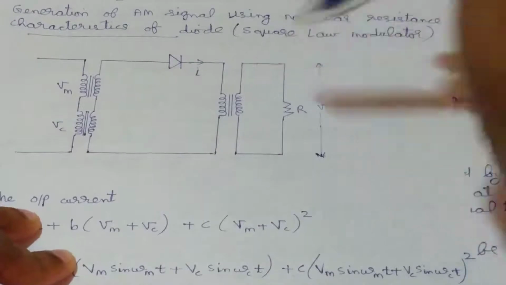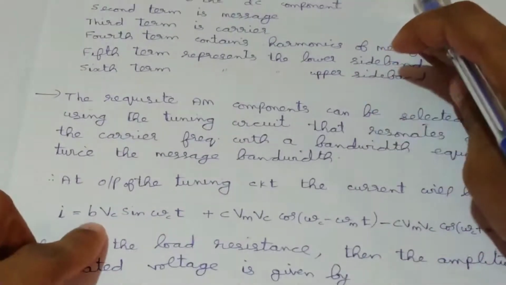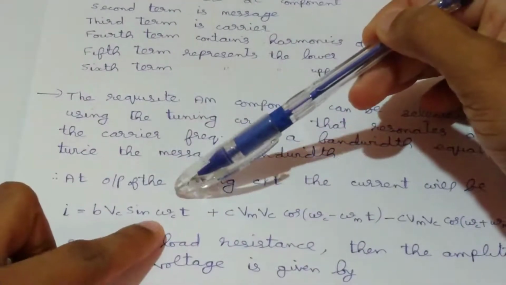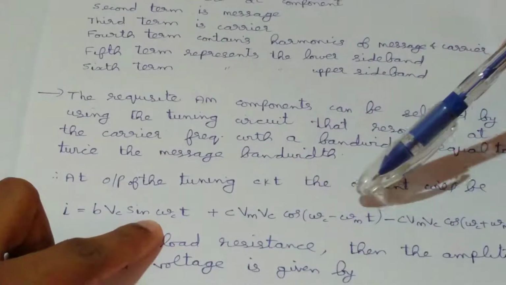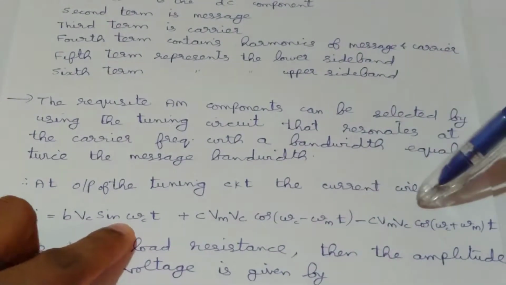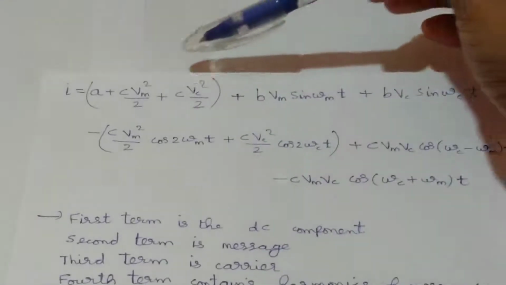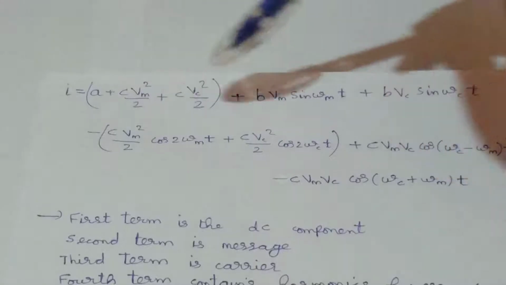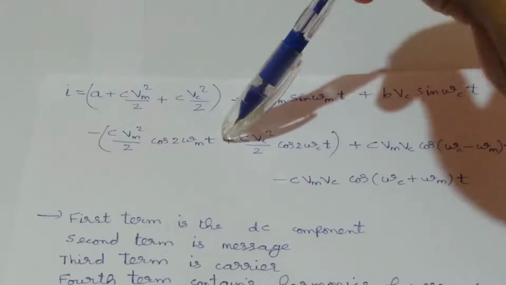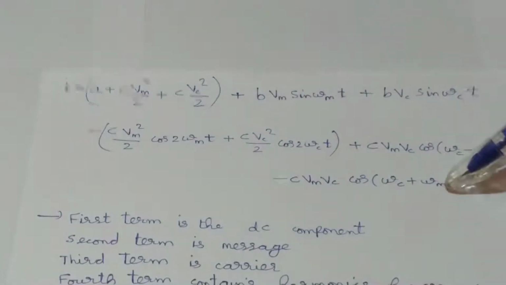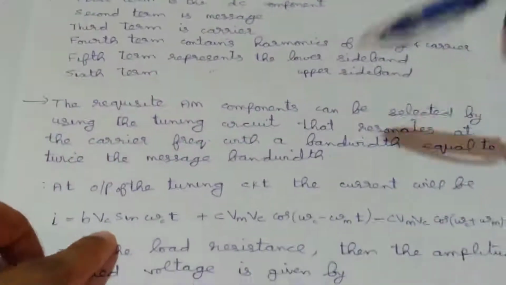So at the output of this tuning circuit we will get the current I equal to B Vc sin omega c t plus C Vm Vc cos (omega c minus omega m) t minus C Vm Vc cos (omega c plus omega m) t, and all the remaining components are removed. This term and this term are removed. Okay, and at the output of the tuning circuit we will get only these three terms. So at the output of the tuning circuit we will get the current I equal to this one.